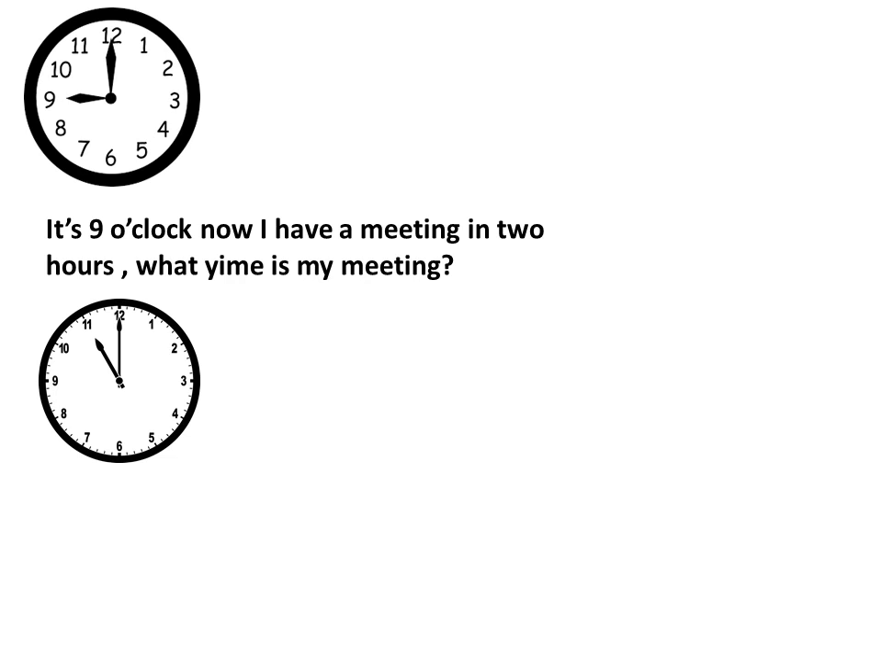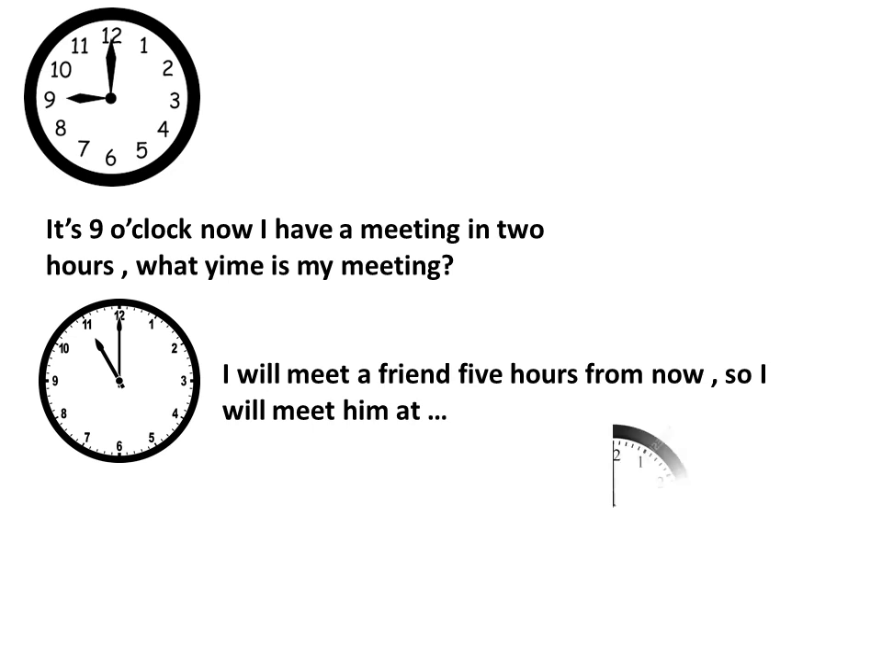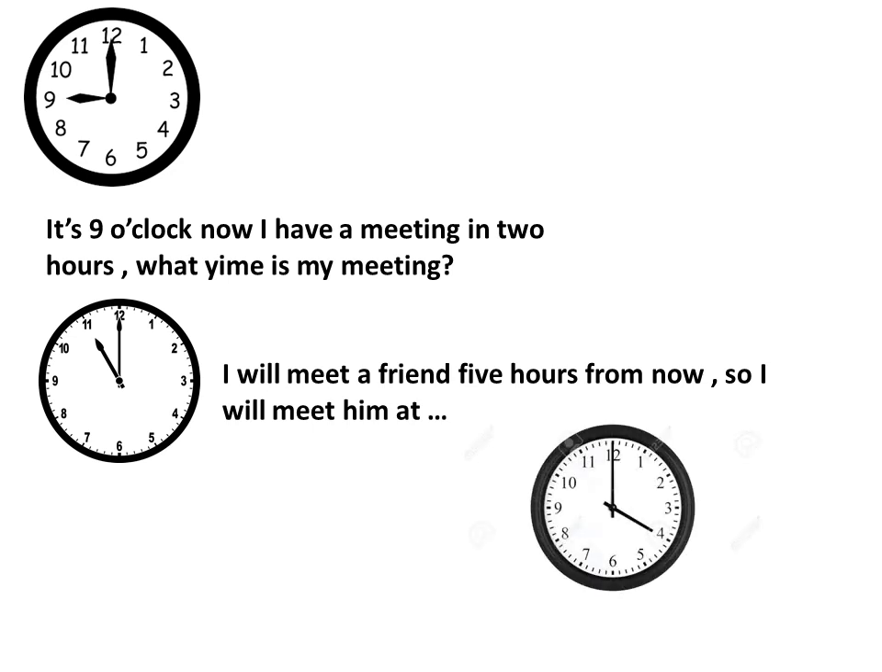Okay, it's now 11 and I will meet a friend 5 hours from now. So we will meet at, let's count, 11, 12, 1, 2, 3, and 4. So I will meet my friend at 4 o'clock. It's very important to know how to read time and how to tell time. Numbers help us to know time. It's so useful in this.